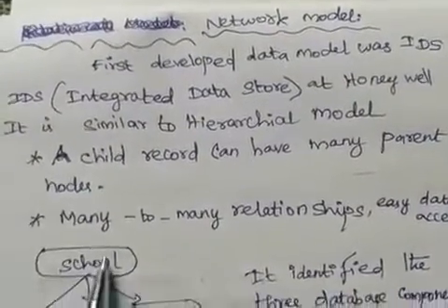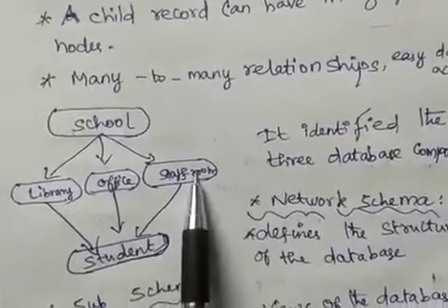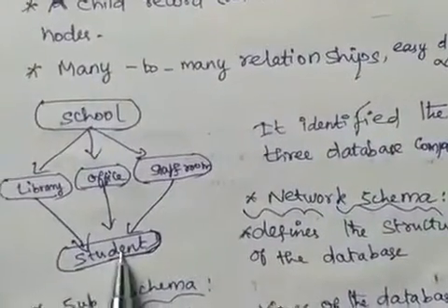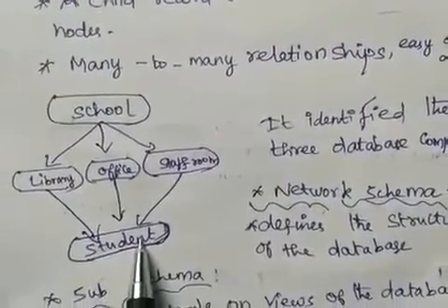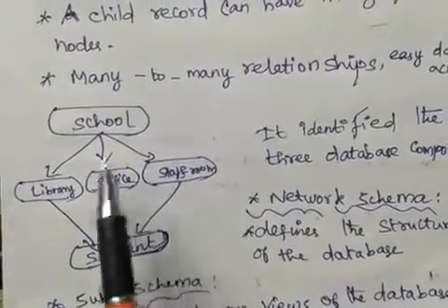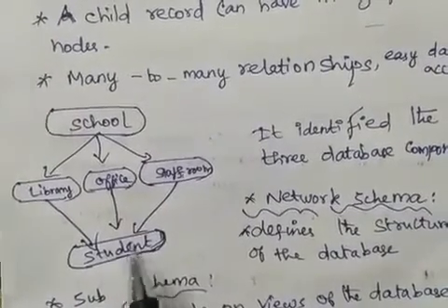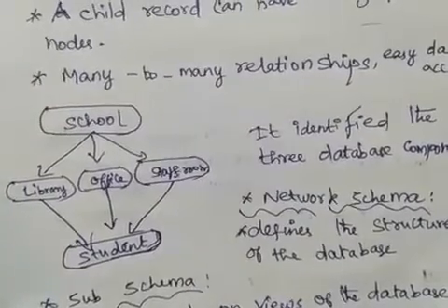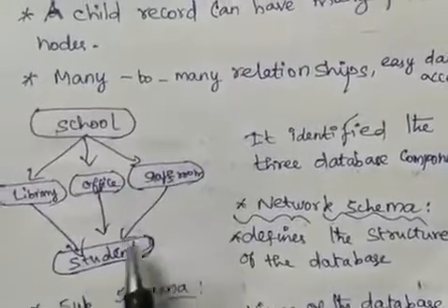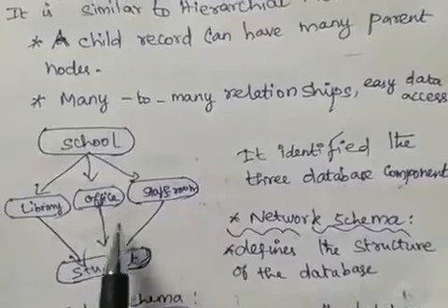See here, school is a grandparent, and library, office, and staff room are the children of the school database. Here, student is the child database for library, office and staff room. So a child record can have many parent nodes. If you are fetching details from the student database, it has a relationship with library, office and staff room. The student record can be related to all. So we can easily manage complex queries with the help of the network model.